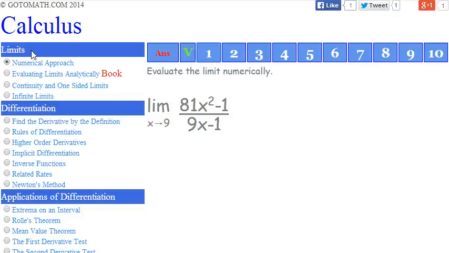We are in the section of limits, and we're looking at solving limits, a numerical approach. We have the limit as x approaches 9 of 81x squared minus 1 over 9x minus 1. Let's go to the whiteboard and write this out.